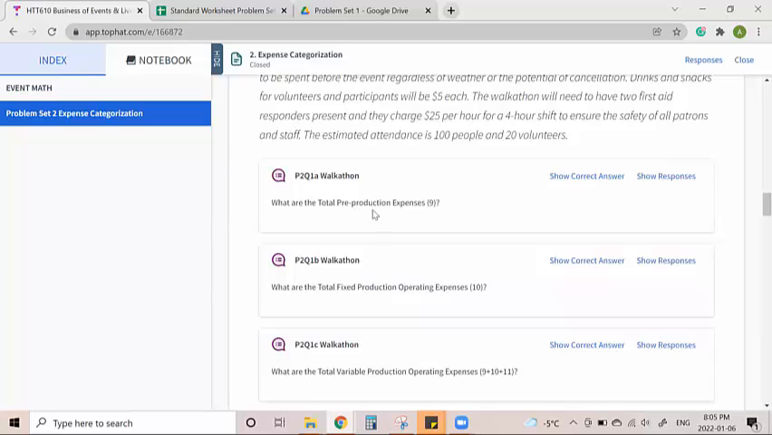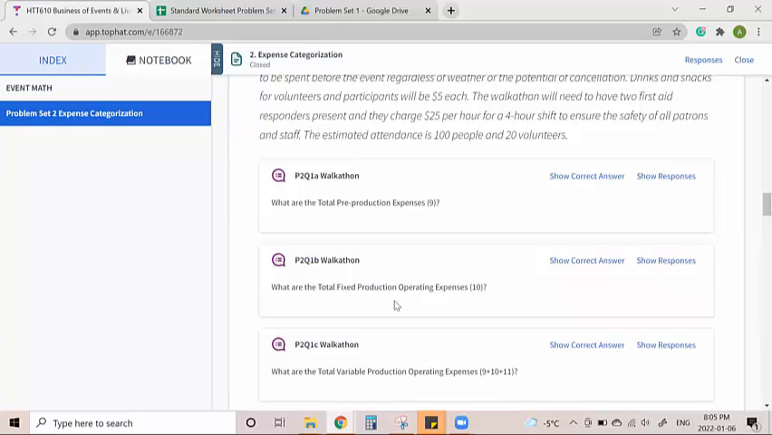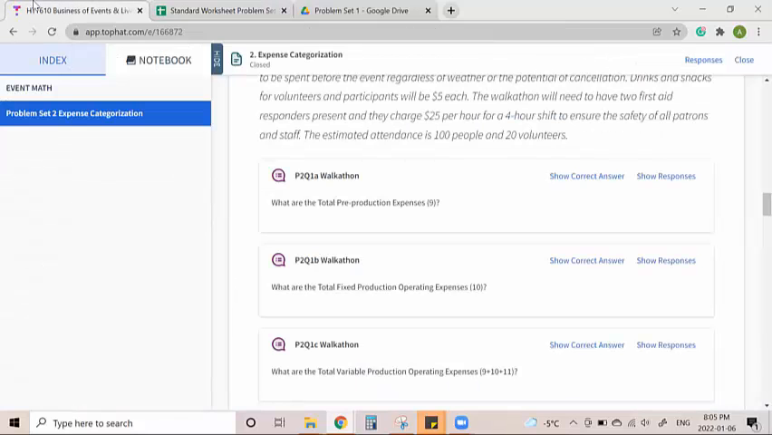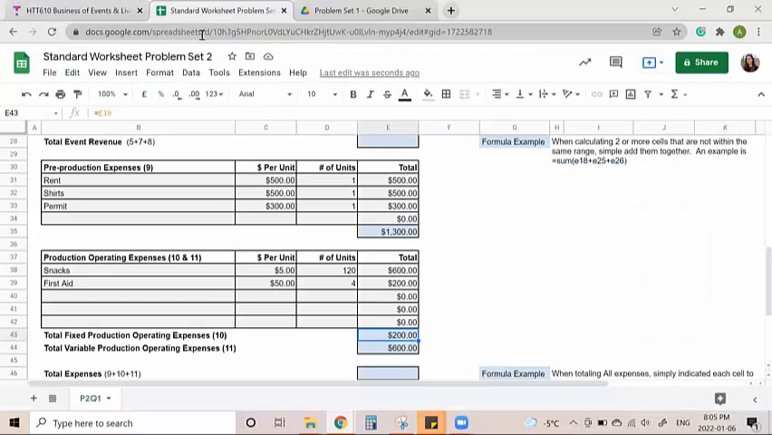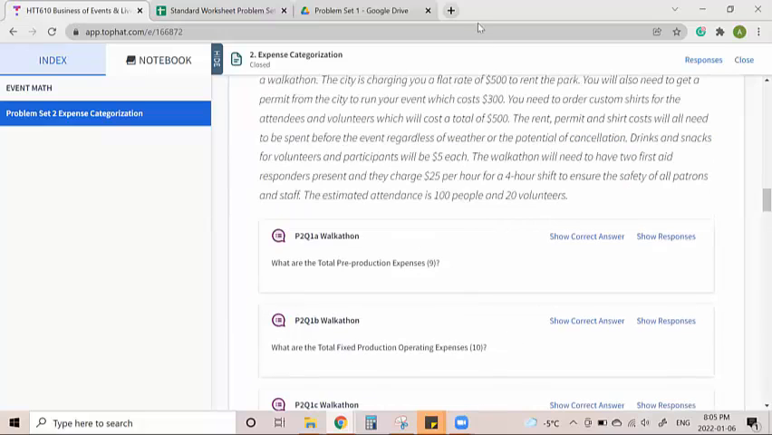So the total pre-production expenses are, we go back to here. So pre-production, it is $1,300. The total fixed operating expenses would be the total of the, so the total fixed ones are on row 43, which is 200. And then the total variable would be 600. And that is how you answer question 2.